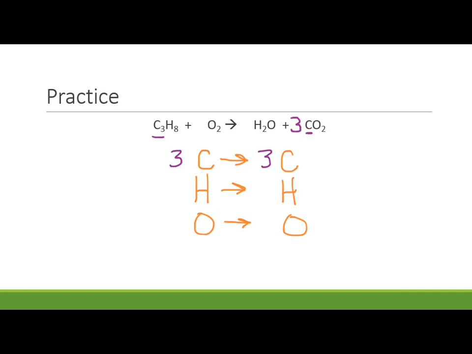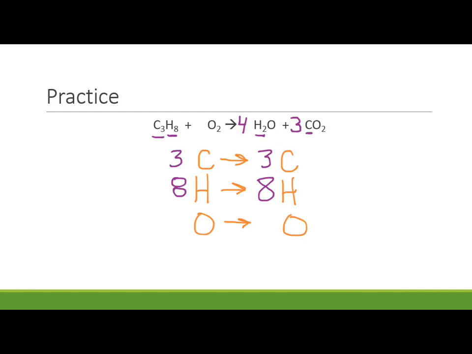Now my next task would be to look at my hydrogens. I have a grand total of 8 hydrogens here. I only have 2 here. So what coefficient can I put in front in order to make that come out to be an 8? Well, I can put a 4 there because 4 times 2 would be 8. So that would give me 8 hydrogen there. So the only one that's left is oxygen.